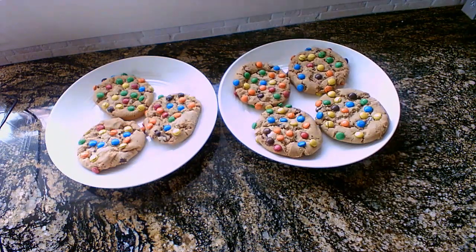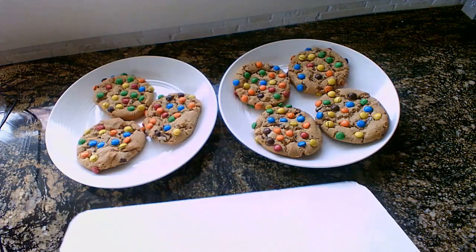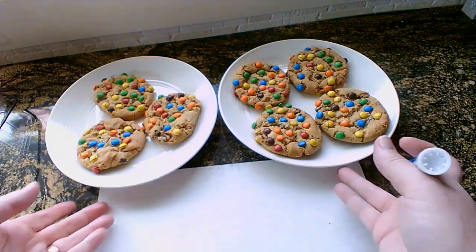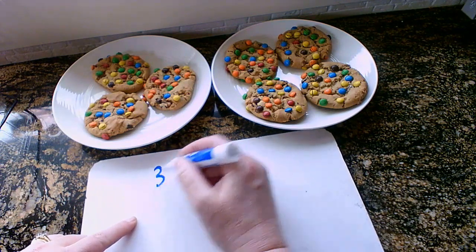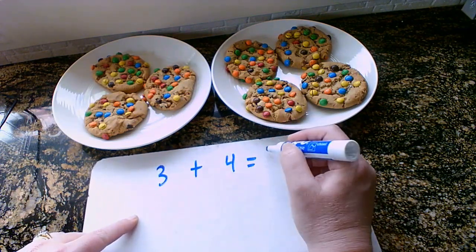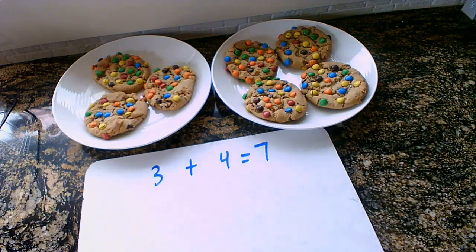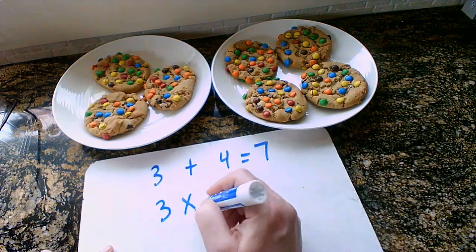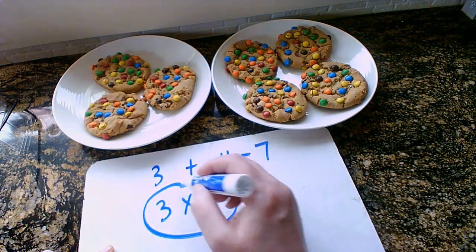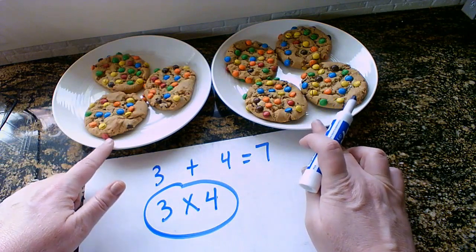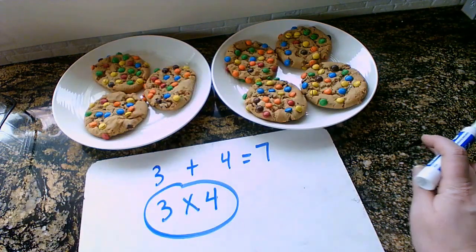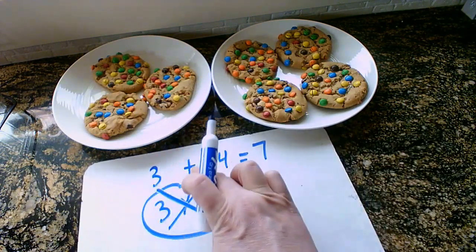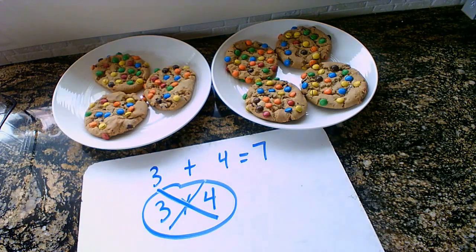These are not equal groups. And because they are not equal, I cannot write a multiplication equation to find out how many cookies I have in total. But I can add them to find the total. So I have 3 plus 4, and I know that equals 7. I cannot do 3 groups of 4 or 3 times 4 because I do not have 3 groups. I only have 2 groups, and I don't have 4 in each group. So this one has to be addition because the groups are not equal.